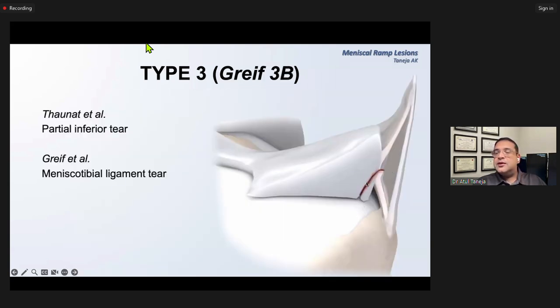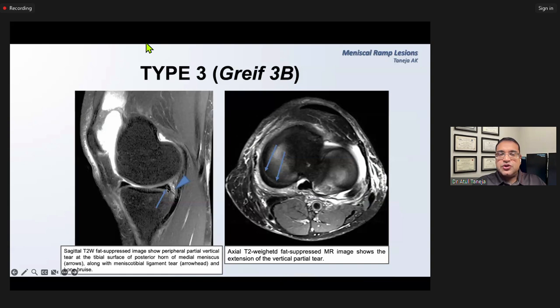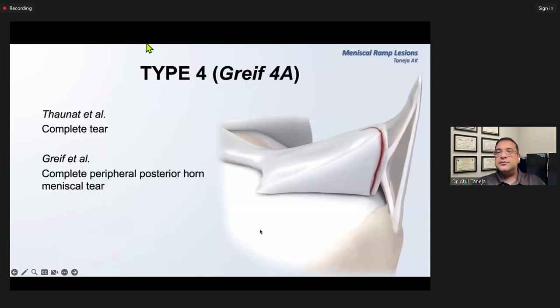How about 3B? 3B, the tear will be involving also the meniscotibial ligament. Okay, so that will still be a partial inferior tear, but in this case involving the meniscotibial ligament tear. We have a tear in this case of the posterior horn involving the inferior articular surface, and then the meniscotibial ligament is gone. It's gone, and we see also that bone edema I was talking to you about. And then you can see on axial the extension of the tear involving the posterior horn and the extensive edema of the capsule. So we have a tear of the meniscal substance and injury of the meniscotibial ligament.